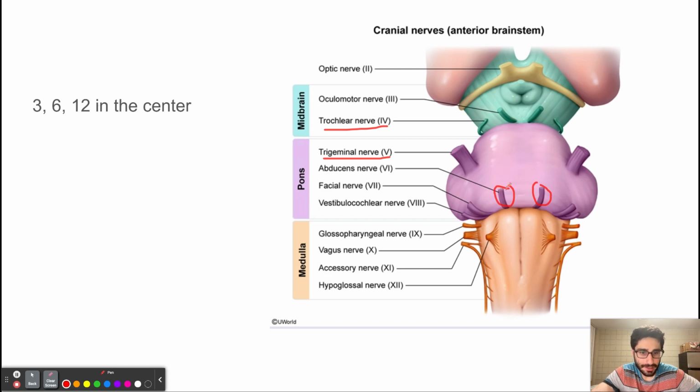And then when we get to 6, we know that 6 is in the center. All we're going to do is count up to 12. So we're going to see next to 6: 7, 8, 9, 10, 11, and finally 12. So that is how I personally orient myself to identify these cranial nerves.